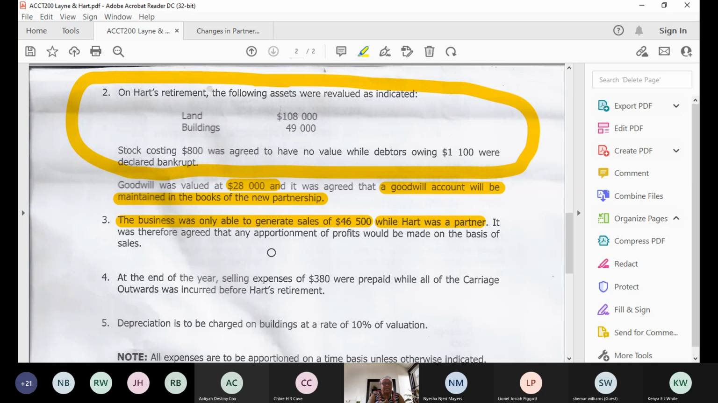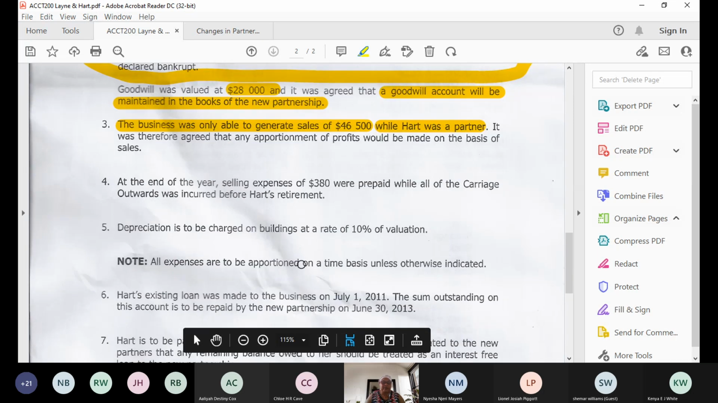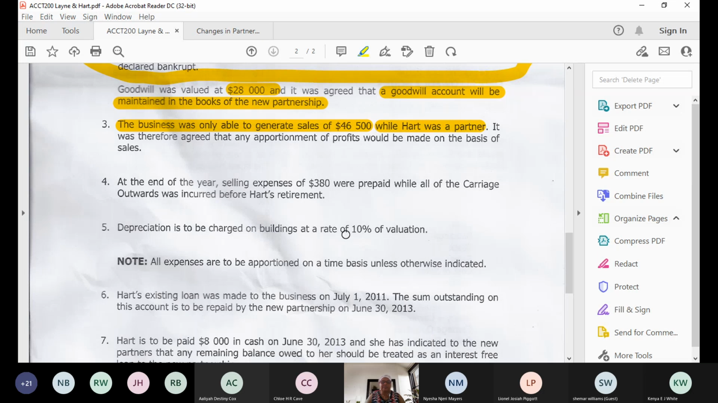So 25% of the sales were generated while Hart was there. So that means 25% of the gross profit would be when Hart was there. The other 75% of the gross profit is when Brown was a partner. And then it goes on to say, at the end of the year, selling expenses of 380 were prepaid, while all of the carriage outward was incurred before Hart's retirement. And then it speaks about depreciation. Depreciation is to be charged on buildings at a rate of 10% on valuation.